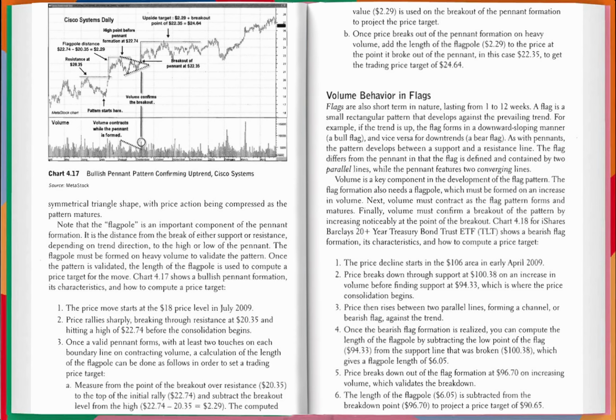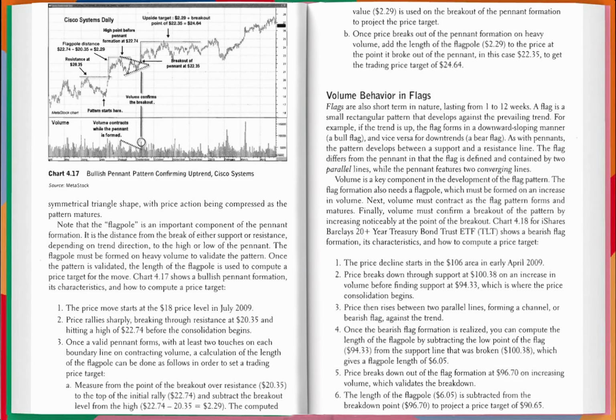Chart 4.18 for iShares Barclays 20-plus year Treasury Bond Trust ETF TLT shows a bearish flag formation, its characteristics, and how to compute a price target. 1. The price decline starts in the $106 area in early April 2009. 2. Price breaks down through support at $100.38 on an increase in volume, before finding support at $94.33, which is where the price consolidation begins. 3. Price then rises between 2 parallel lines, forming a channel or bearish flag against the trend.